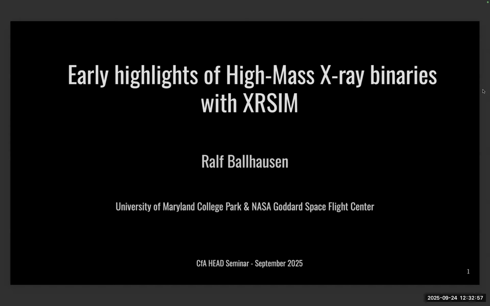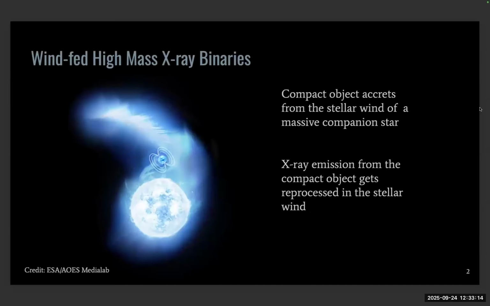Early XRISM results, in particular of high-mass X-ray binaries. And I just realized I misspelled XRISM already on the title slide, so that's a good start. But in any case, I'm sure most of you are familiar with X-ray binaries and how they work, so I'll be quite quick on this.